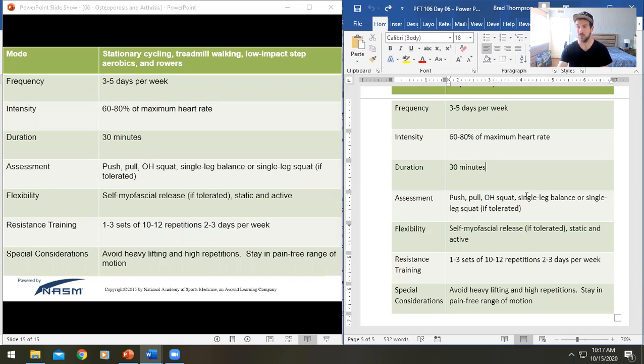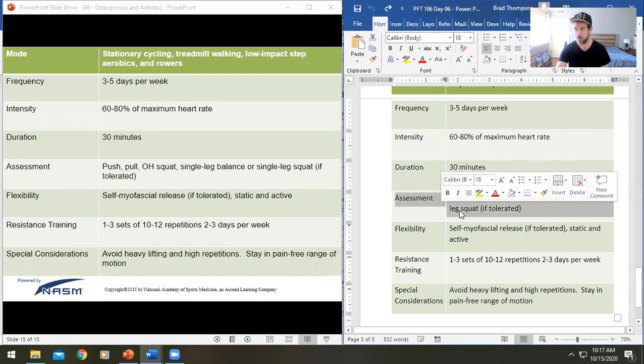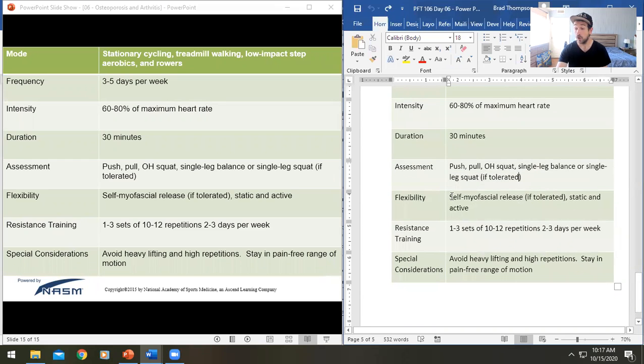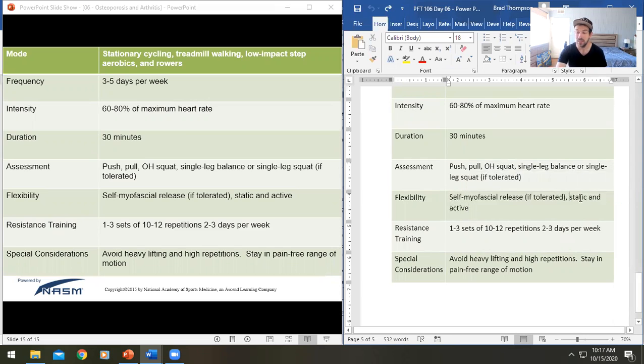So duration, we're going to keep that relatively short so that we can keep the inflammation low. Assessments, totally normal assessments. Push, pull, overhead squat, they're all good. Foam rolling, if it's tolerable, go for it. But then with static and active stretches here, be cautious with your static stretches if your client has arthritis. You don't want to take them into super exaggerated ranges of motion. If you get into really wide ranges of motion, that can cause the joints to start grinding. So you've got to be a little cautious with that.